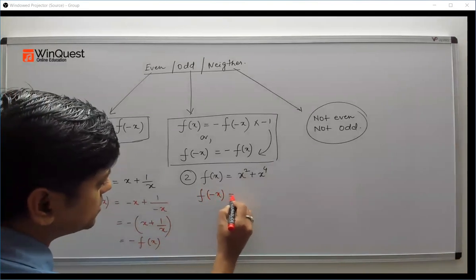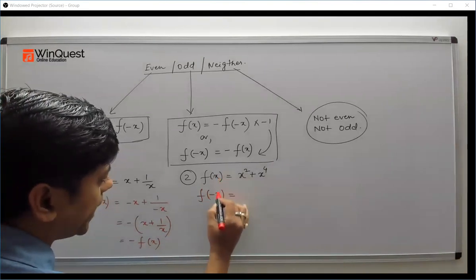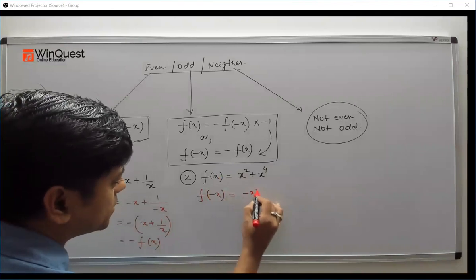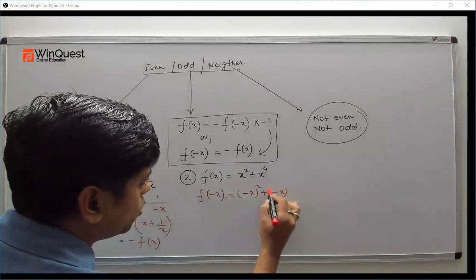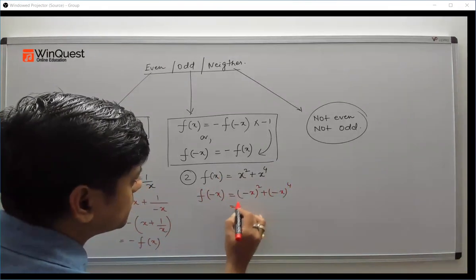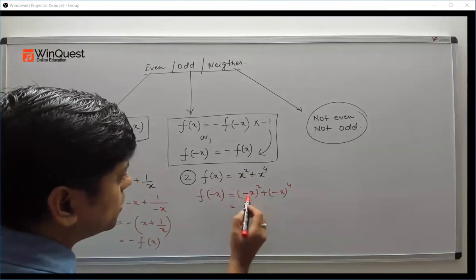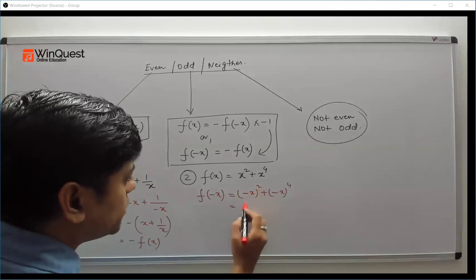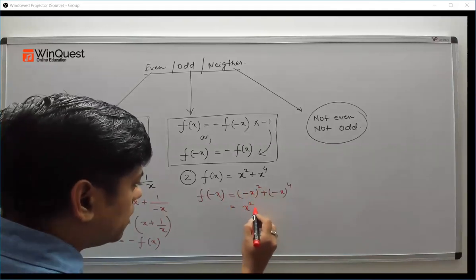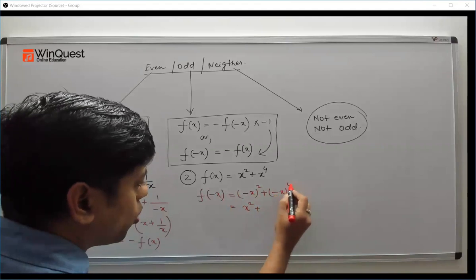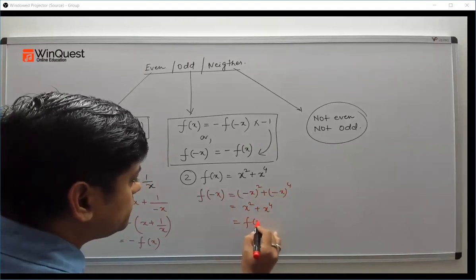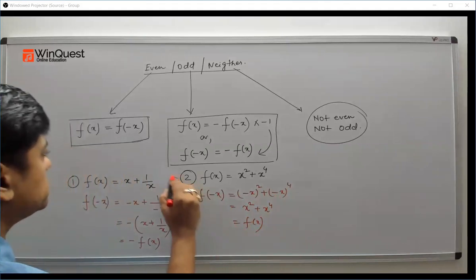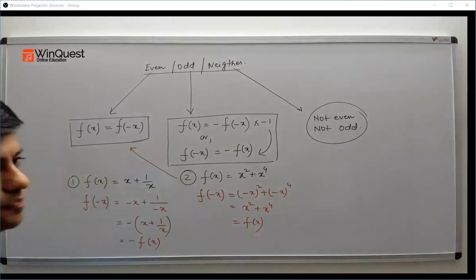Now, as I said, you simply go ahead and do this. F of minus x is equal to, substitute x with minus x, it becomes minus x whole square plus minus x whole 4. You just simply substituted x with minus x. That's all. If you do minus x whole square, you will only get x square. And if you do minus x whole 4, you will only get x to the 4, which is also equal to f of x. So this becomes an even function.